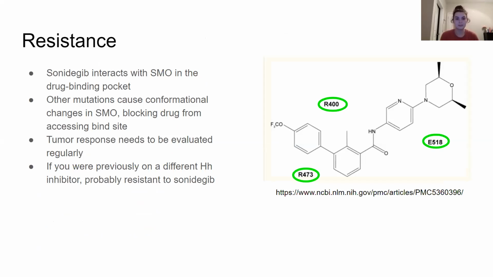And then resistance is very common. There can be a mutation in the drug binding pocket that prevents Sonagib from binding. This picture over here is just going to show the drug binding pocket, and it's 3 amino acids here in green. And other mutations can cause conformational changes in the SMO, blocking the drug from accessing the binding site. With a large portion of people developing resistance, tumor response needs to be evaluated regularly. Additionally, if you were previously on a different hedgehog inhibitor, you will probably be resistant to Sonagib.